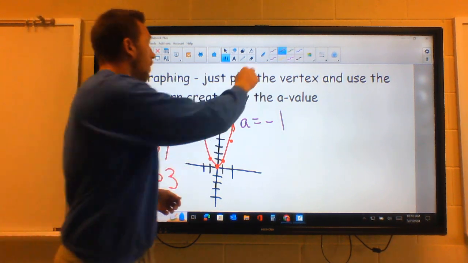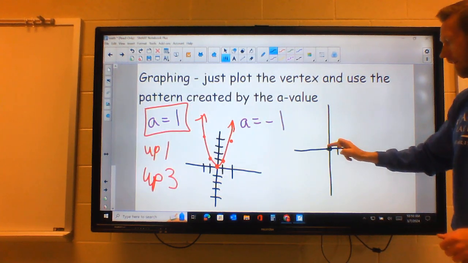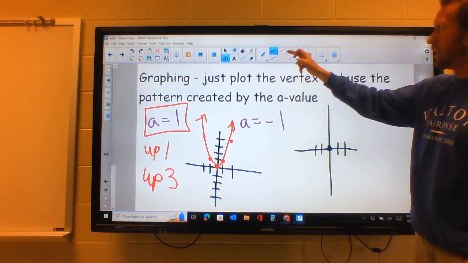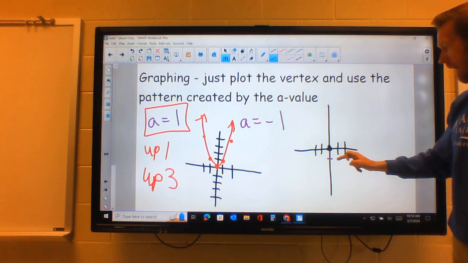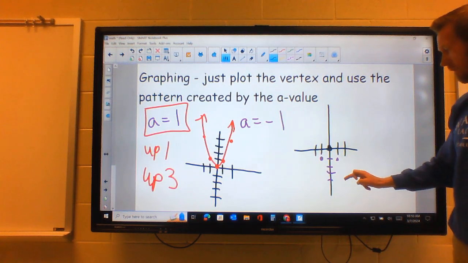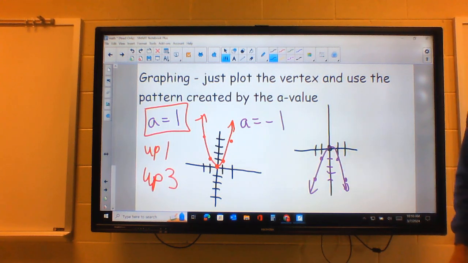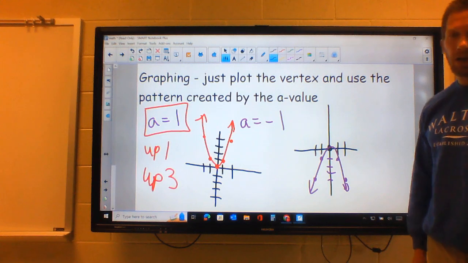If a was -1, same idea, vertex there. The only difference is it's a reflection. So it is out 1, down 1, out 1 more, down 3. This gives you what to do for these two basic a values.